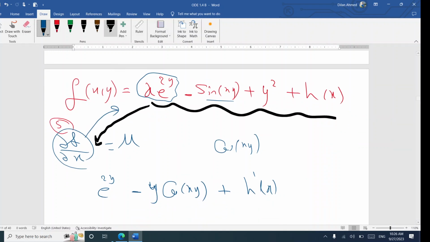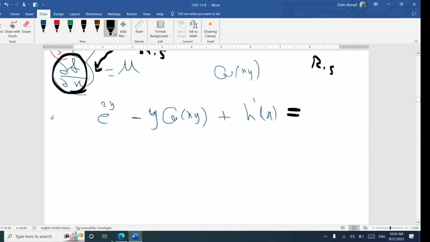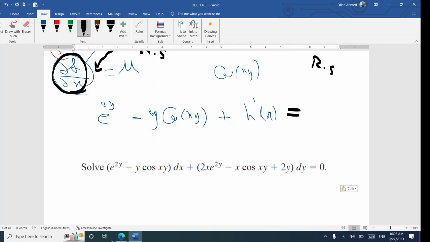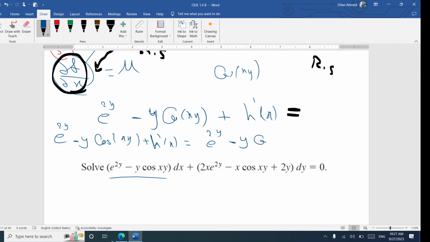Now this is the left side. How about the right side? Right side is equal to what? M. M was what? Let me paste it here again. So I'm going to write m, then later I'm going to delete it. So equal to e to power 2y minus y cosine xy. Am I right, Jamaat?